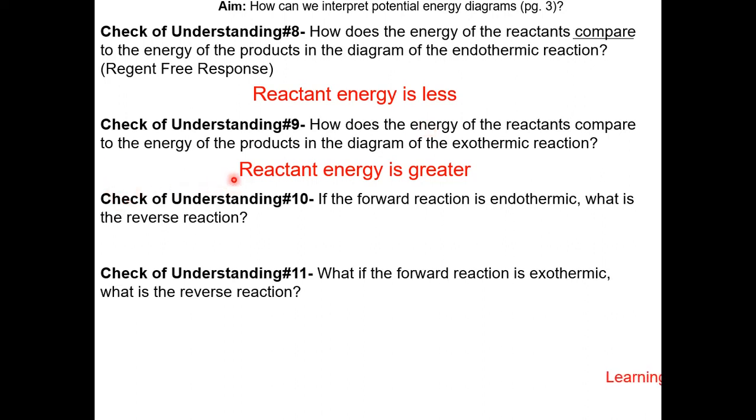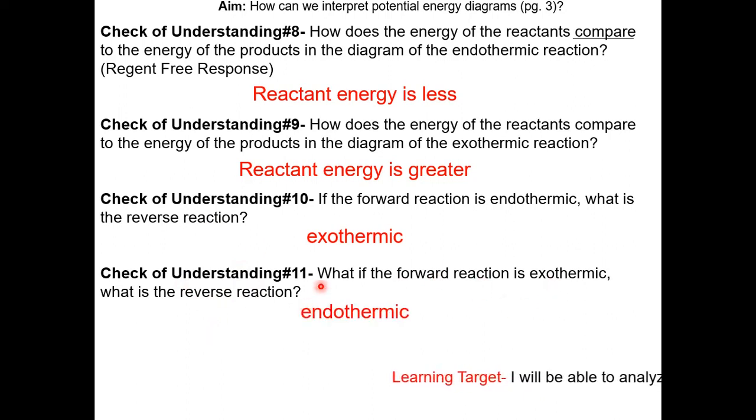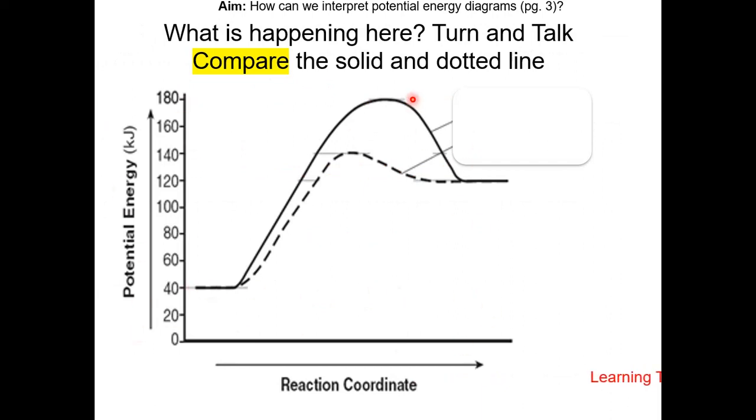Check on understanding number 10. If a forward reaction is endothermic, what is the reverse reaction? It is exothermic. Check on understanding number 11. What if the forward reaction is exothermic? What is the reverse reaction? It will be endothermic. Here we have a potential energy diagram.